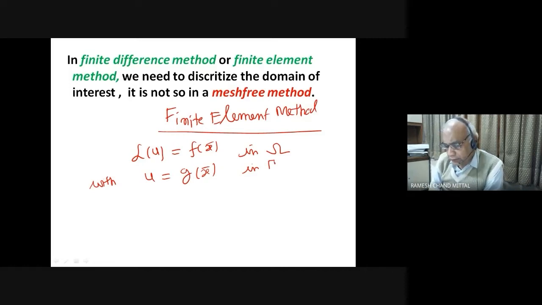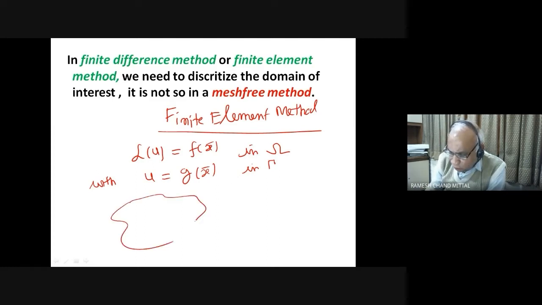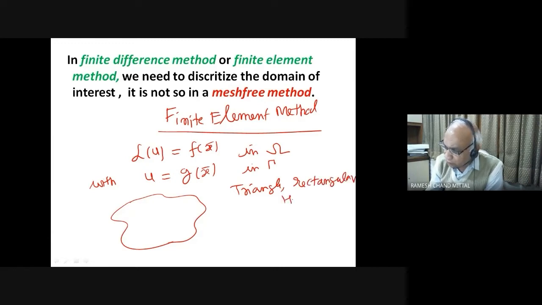Now, what we do in the finite element is that this omega of this shape is divided into a number of small elements, which could be a line in one dimension. In two dimensions, it could be a triangle or rectangular or what you call your hexagon. Only these are the things which are possible.